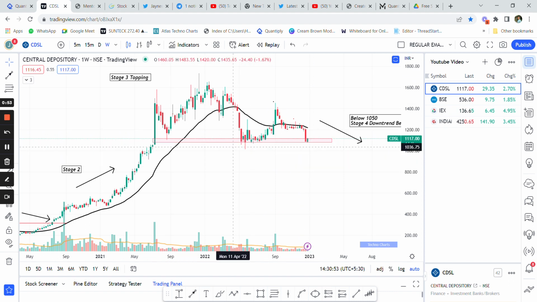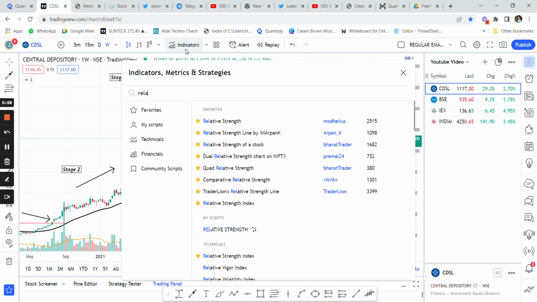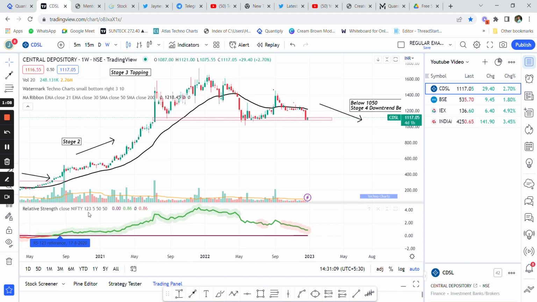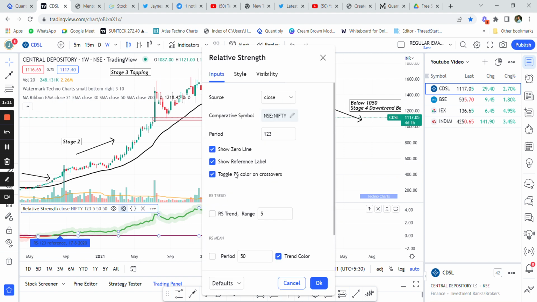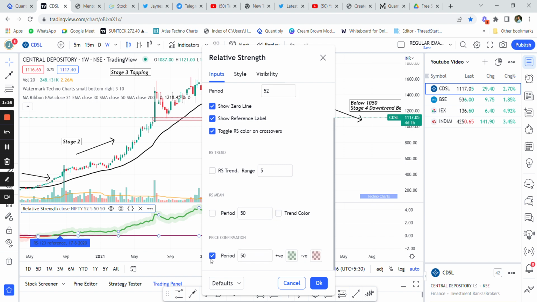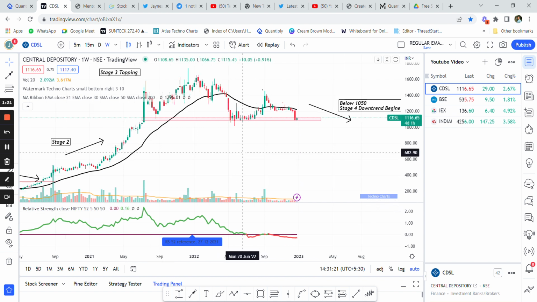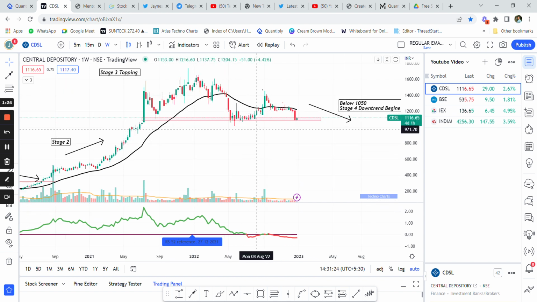sold off. If we look at the relative strength now, if you do not understand, relative strength is basically how strong the stock is compared to the overall markets. Here the overall market we compare, basically the relative strength in this case is the Nifty 50. And let me just change the settings from 123 to 52. So as soon as I apply the relative strength here, we can clearly see the 52-week RS of CDSL is in negative. That means CDSL has been underperforming the market for a very long period of time.